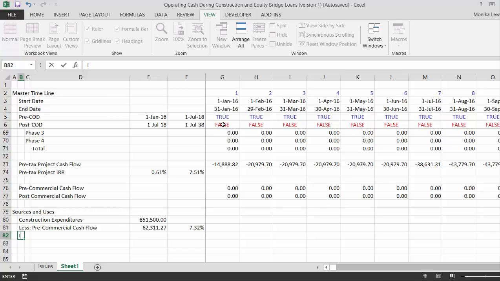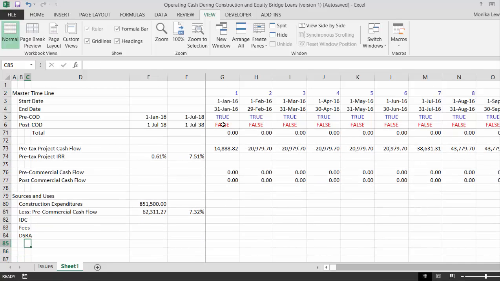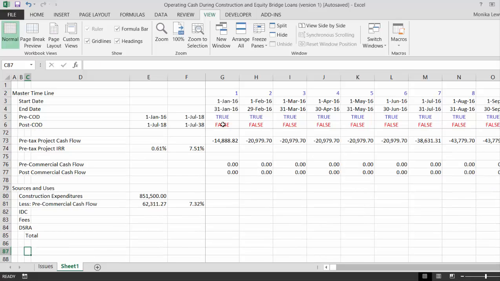Now we'll have to put some IDC, which somebody in my South Africa course said stands for I don't care. I think it stands for interest during construction too. And then we can put fees. And then we can even put a DSRA. I don't know how much of your time I want to waste on this. And then we can put total. Now, that's not the way it normally would be done. Then we can put up here, for the uses, we could put the sources, we could put debt and then equity.